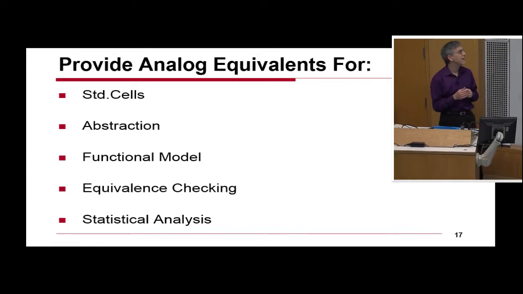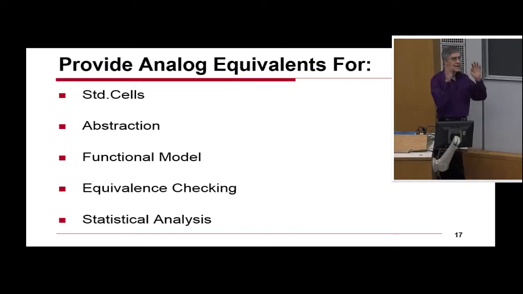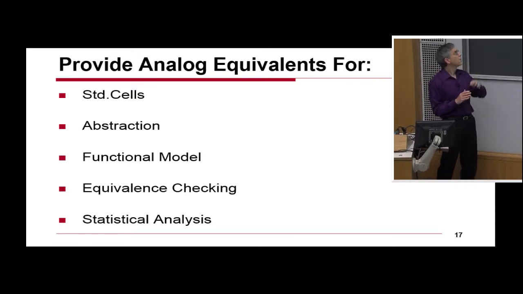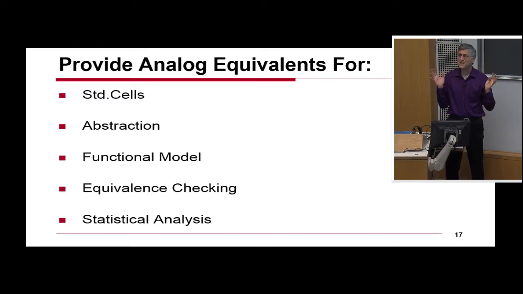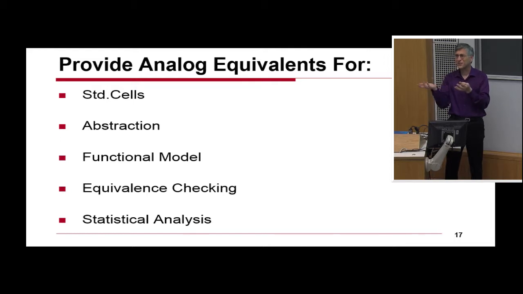OK, so to summarize, what we need to do if we're going to make analog design more like digital design, we're going to have to be able to create effectively analog standard cells. But what is an analog standard cell? Because no two analog cells ever do exactly the same function. It's not like I have an AND gate, I always need the same AND gate. So what is an analog standard cell?